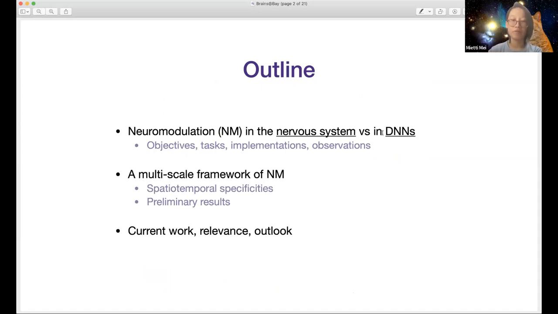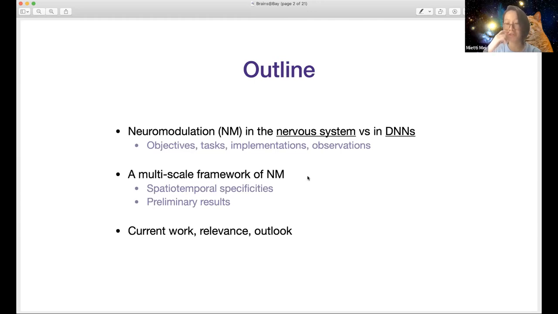We want to provide a direct comparison between neuromodulation in the nervous system and that in DNNs. We want to compare the studies that focus on artificial neuromodulation or use part of it to promote their learning objectives. We compare the tasks they have achieved, the implementation of neural networks in these studies, as well as what they have observed. After that, we want to discuss the proposal we have made in more detail: a multi-scale framework for neuromodulation in DNNs.